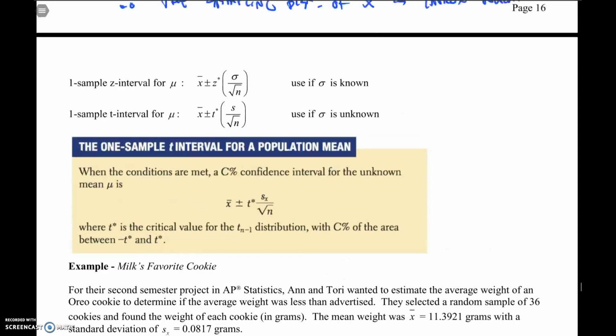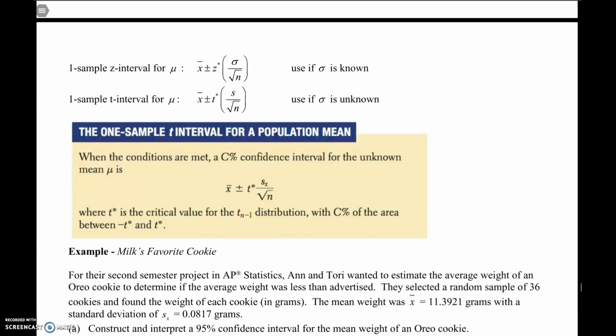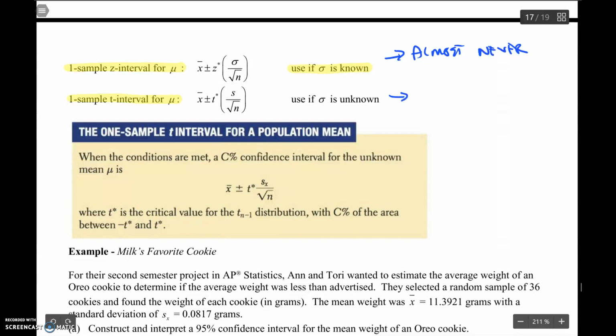Alright, so now we're ready to actually do these darn confidence intervals for means. There's actually two of them that we're learning here. We got a one sample z interval for mu and a one sample t interval for mu. You use the z interval when sigma is known, almost never, and you use a t interval when sigma is unknown. Vast majority of the time, usually, use the t. When in doubt, use the t.